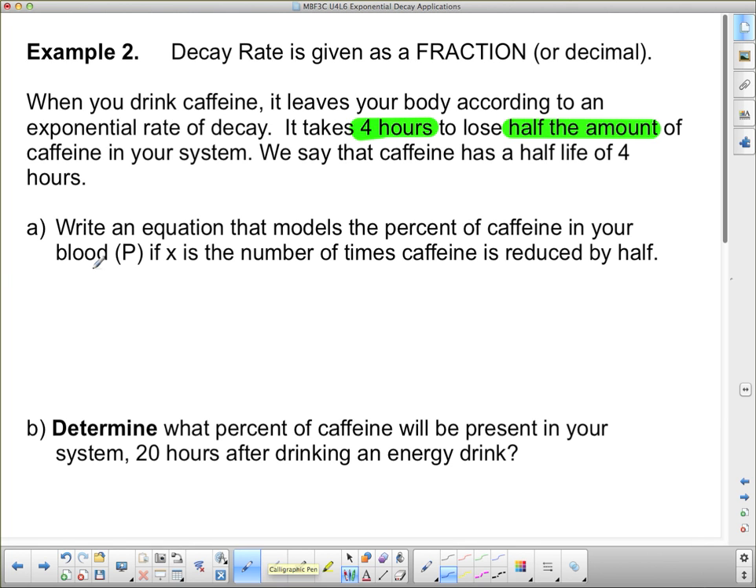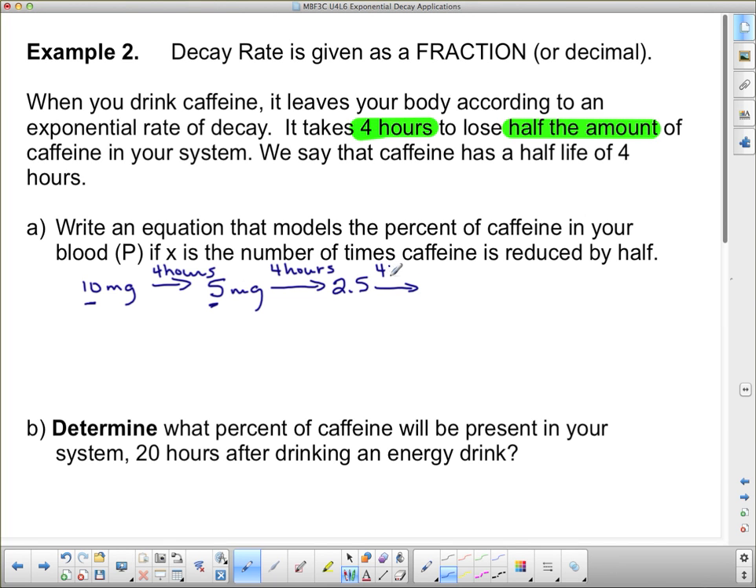Say we started with 10 milligrams of caffeine. After 4 hours, that means we would have 5 milligrams. It loses half of its amount. After another 4 hours, well, some people will say, oh, well, then you have nothing because it loses its other half. No, not quite. It doesn't lose half of its initial amount. It loses half of this amount. So then it gets to be 2.5.